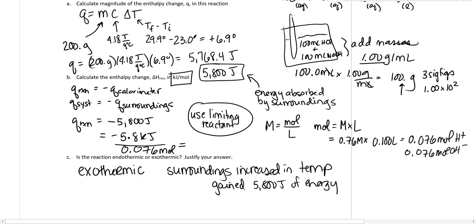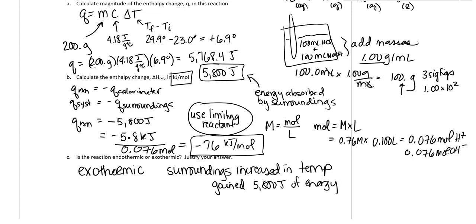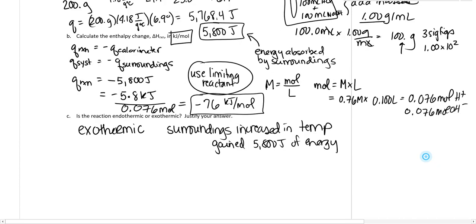Okay. So 5.8 divided by 0.076, and I end up getting negative 76 kilojoules per mole. That's to 2 sig figs. You may have gotten a slightly different answer if you had left the original unrounded number in your calculator. Maybe you got negative 75 or negative 77 or something like that. With rounding, that's fine too. But in the end, it should be negative. It should have 2 sig figs. That's what it should look like.